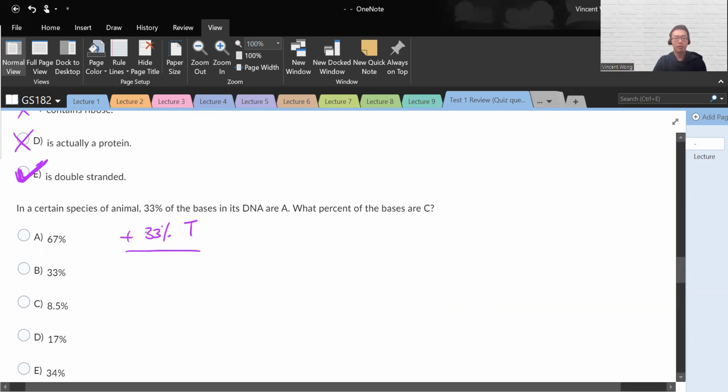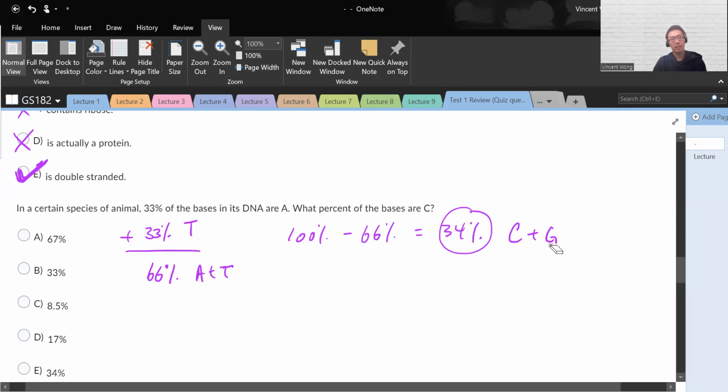So if you add them up, 33 plus 33 is 66%. If I take 100%, which is everything, minus 66%, I will get 34%. 34% will be C and G together. 66% makes up A and T. The rest must be C and G, and they must be the same amount, right? C pairs with G. So 34 divided by 2 gives you 17.